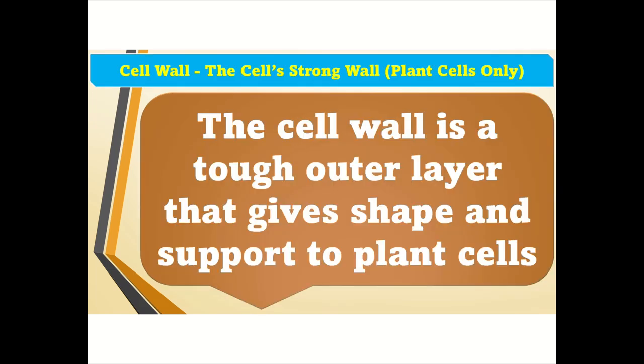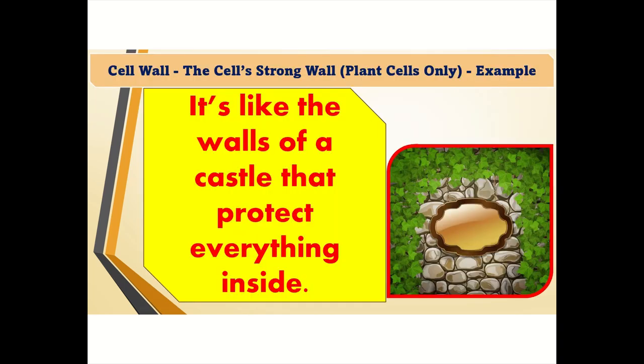Cell wall, the cell's strong wall, plant cells only. The cell wall is a tough outer layer that gives shape and support to plant cells. Example, it's like the walls of a castle that protect everything inside.